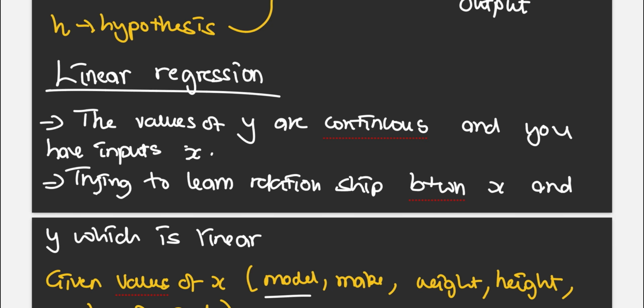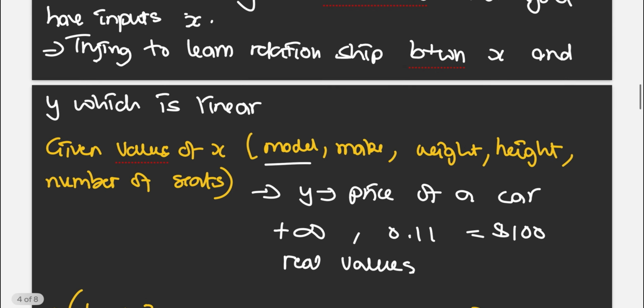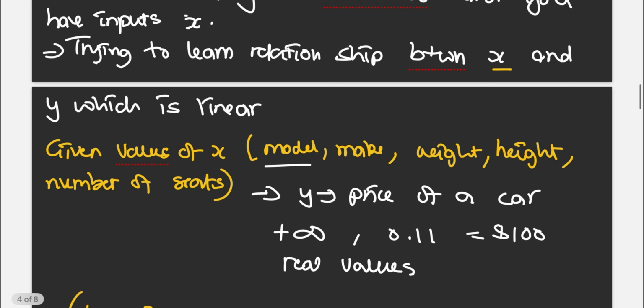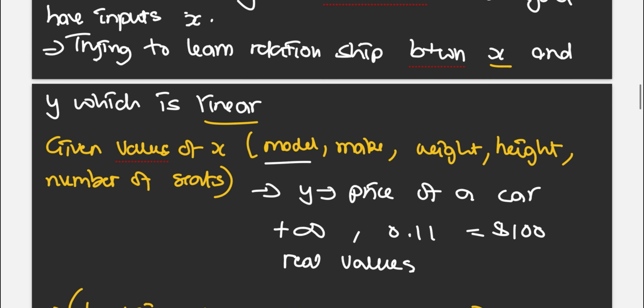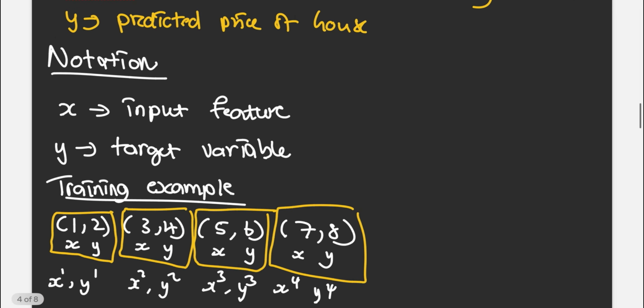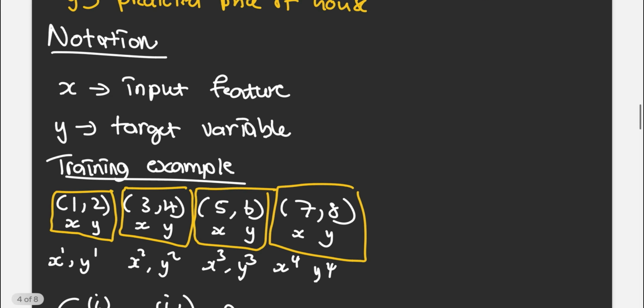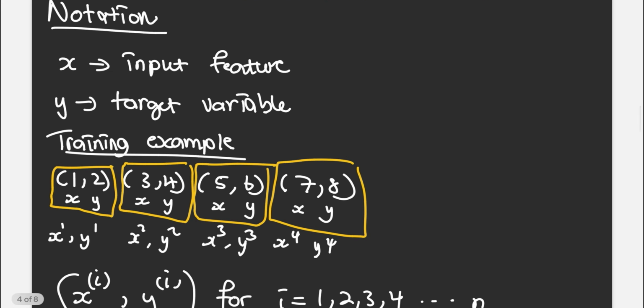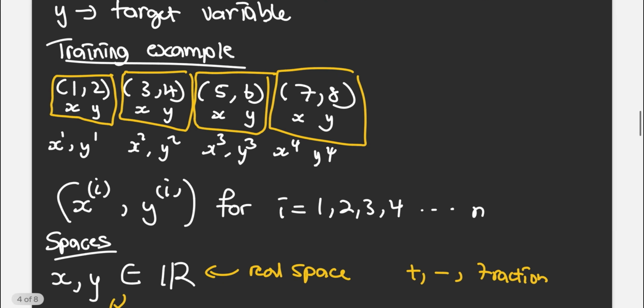They exist from negative infinity to positive infinity, negative, positive, fractions, all you want. And you have certain input values of x, and you want to learn the relationship between x and y, which is linear. Linear means if one thing changes, the other changes as a result. And we said that the notation you need is to understand that x is an input feature, y is a target variable. We also explained what a training example is.